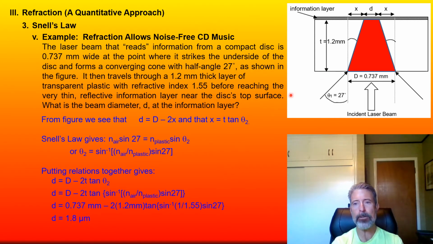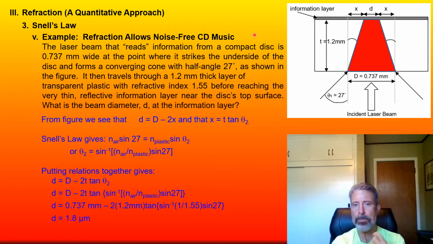So it's kind of interesting to notice that I'm showing you in the figure here the narrowing of this beam, but it is certainly not drawn to scale. Notice that at the information layer, that beam is very, very narrow, which it must be in order to read the information. Pits that have been etched into this piece of plastic here are quite small. So that means that we need a very small laser beam to be able to read them. Now, you should note here that this thickness is a little bit larger than the pits that are cut into the CD that the information is stored in.